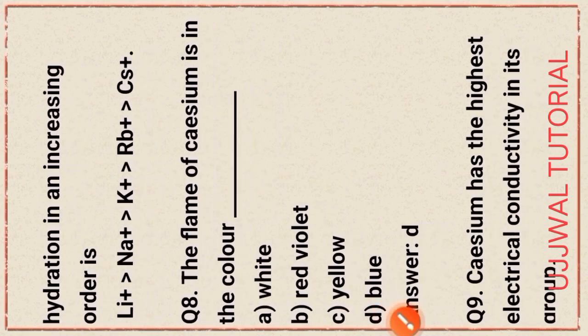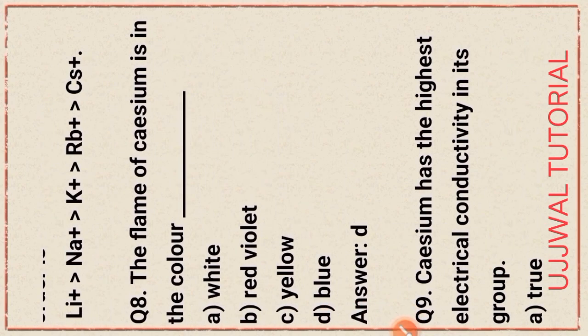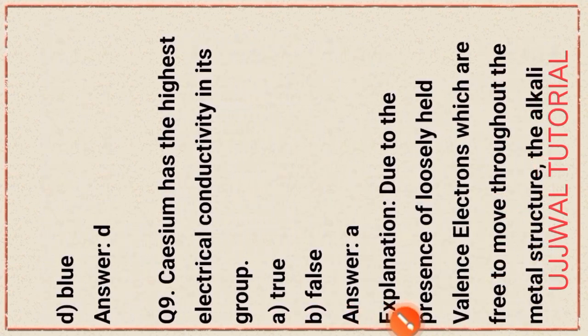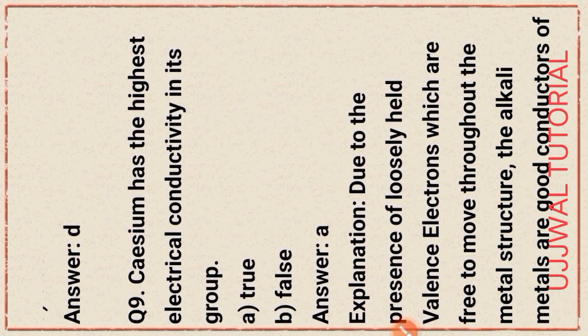Next question: the flame of cesium is the color dash. Option D, that is blue. Next question: cesium has the highest electrical conductivity in its group, that is option A.